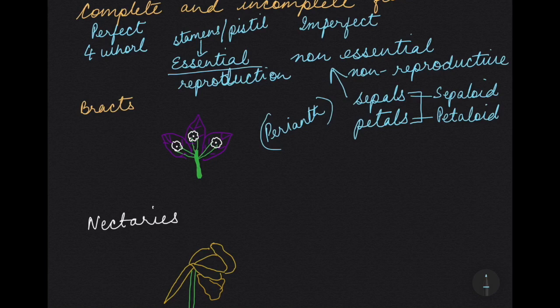Now next, moving on to bracts. When a flower arises at the axis of a leaf-like structure, that structure is known as a bract. Here, this purple colored leaf-like structure you can see are bracts. This is the diagram of a bougainvillea plant. Actually they look like petals.